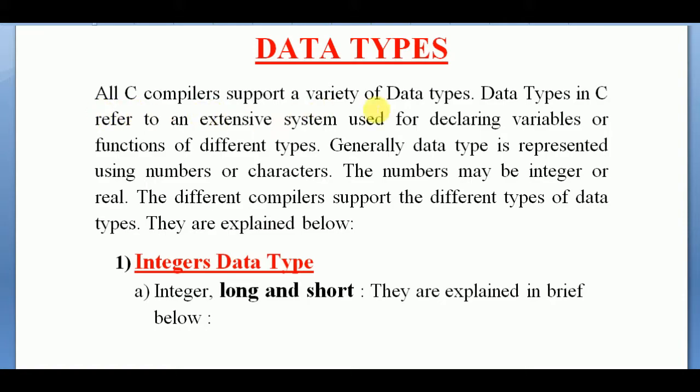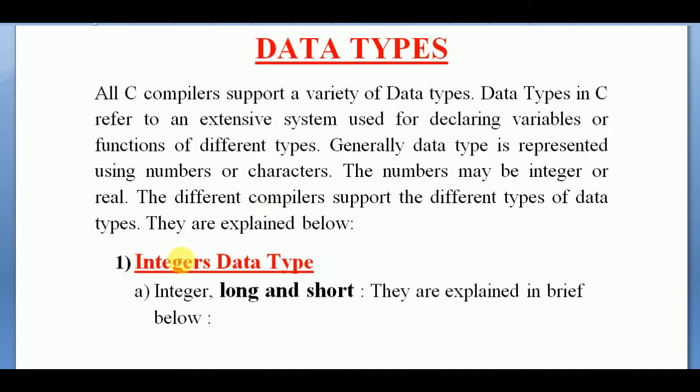All C compilers support a variety of data types. Data types in C refer to an extensive system used for declaring variables or functions of different types. Generally, data type is represented using numbers or characters. The numbers may be integer or real. The different compilers support the different types of data types. So what we have got to know here is data types are used for declaring variables and functions of different types in the C programming language, and they are represented using numbers or characters.